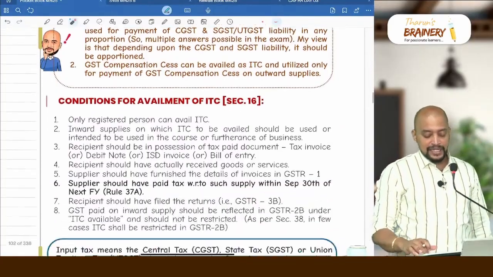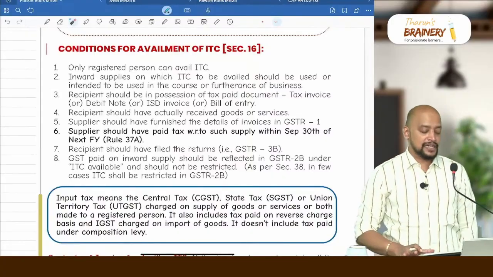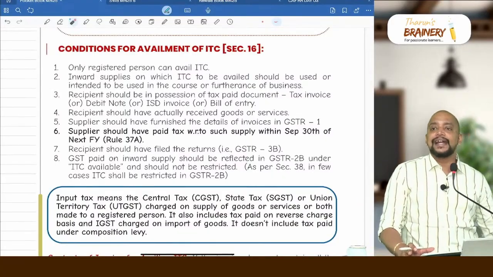Then next one, section 16. Section 16 talks about conditions for availment of ITC. In that there are total 8 conditions.